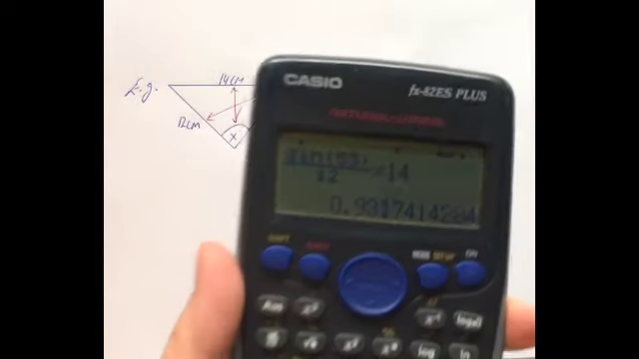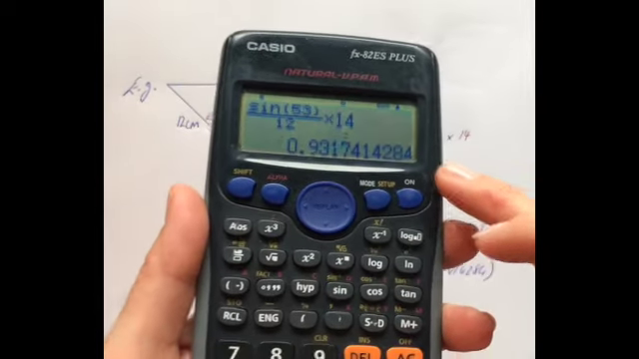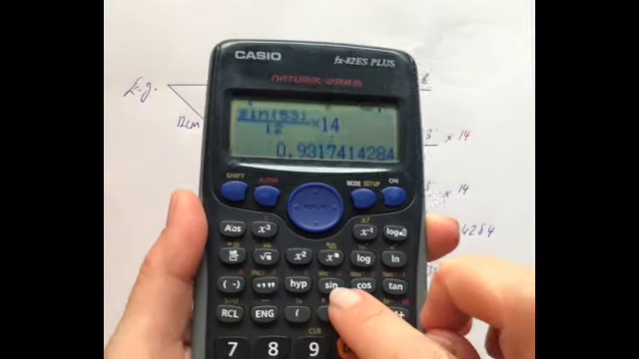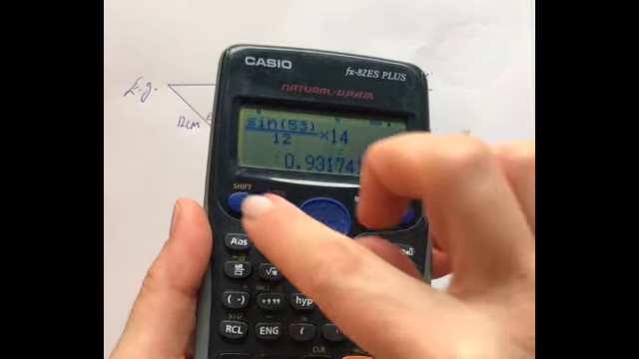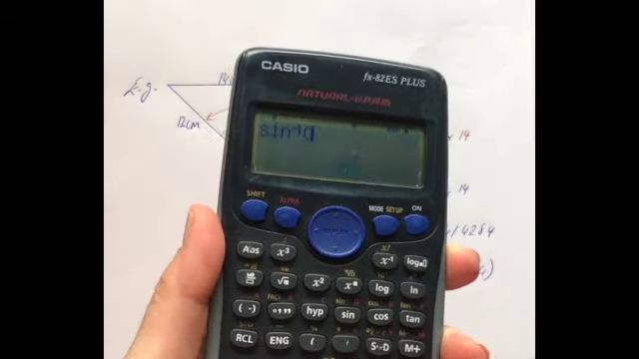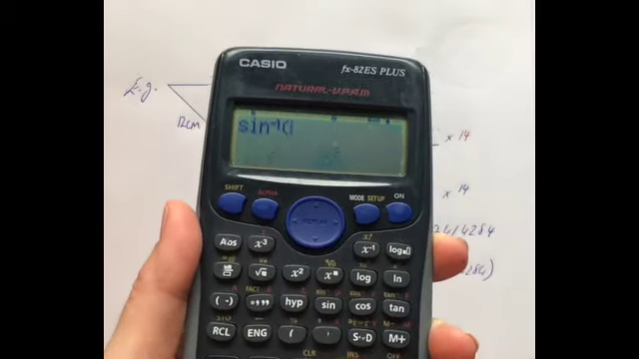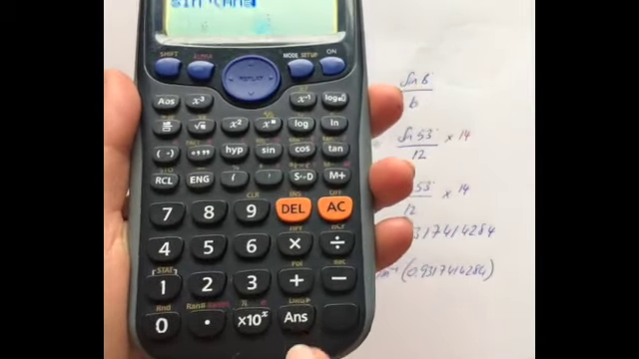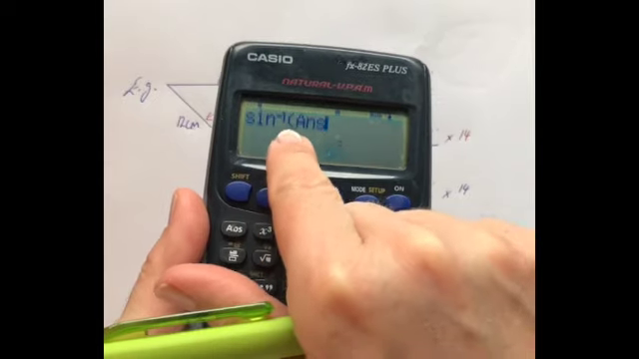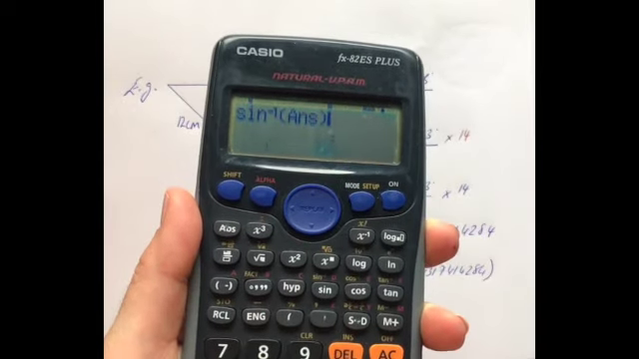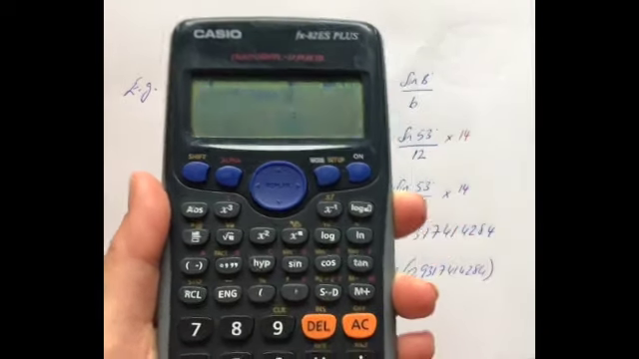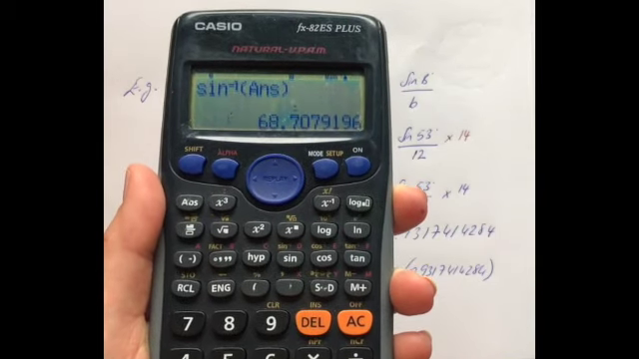I still have it up on the calculator display here, because what I'm going to do to get sine inverse, do we remember we have to press shift sine, so press shift sine, so there's sine inverse coming up, and I'm just going to press answer down here because that will put in there the previous answer that I had on the display, close the bracket, equals, and there we go, there's my angle.